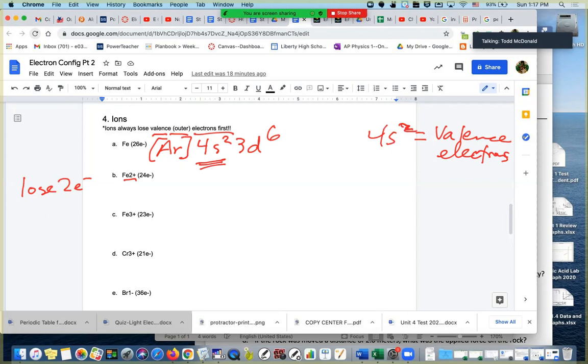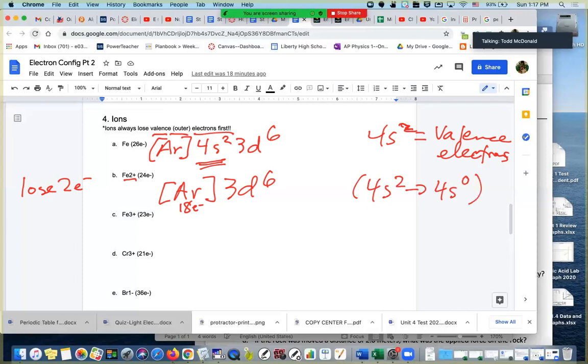So if I'm going to just remove 2 of them, 4s2 actually goes away. So I can still keep my argon, but then I'm going to skip 4s2 because those just went away and I only have my 3d6. So if you're counting electrons, this argon represents 18, 18 plus 6, hey, I'm down to 24. So the 4s2 went really to 4s0. You don't have to show that. You can just erase, get rid of it. But that is really important for you to catch, that our valence electrons go away first.